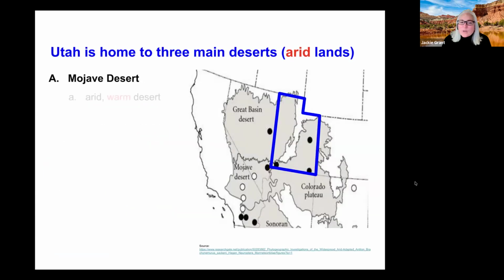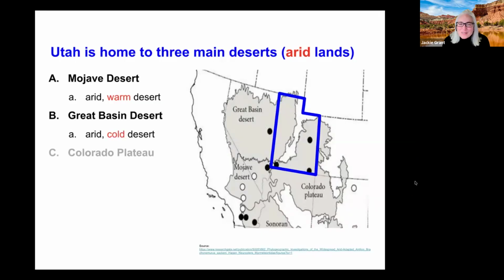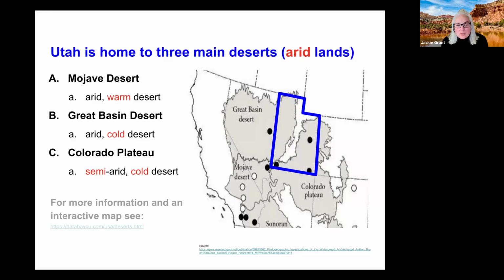Okay, Utah is home to three main deserts of our North American deserts. We call these arid lands. And I would like to remind you all, I am a scientist, and so there is going to be a fair amount of vocabulary in this presentation. And I've tried to highlight the vocabulary in red so that we can remember what those words are and that scientists have their own language. And when we start talking about science, sometimes we have to switch our mindset into the language of scientists. So arid means dry, and deserts can be called arid lands or dry lands.